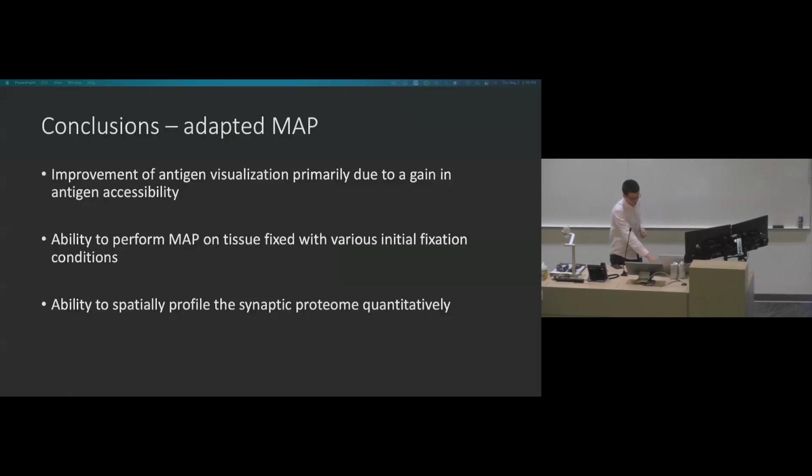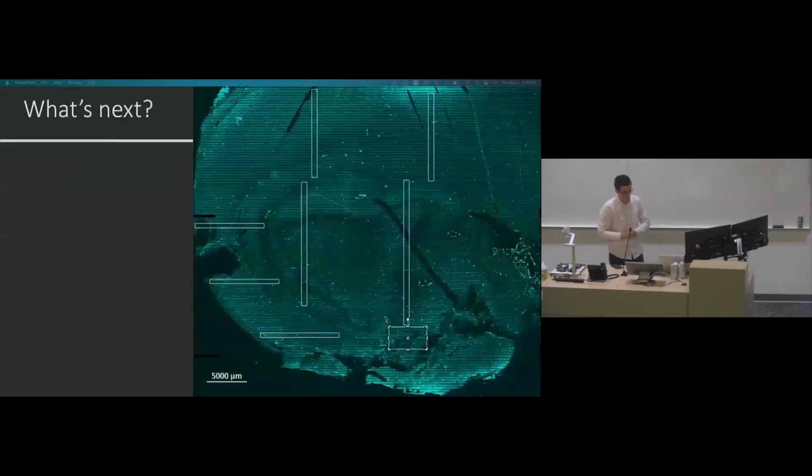And so for the next step of my PhD, I would now like to use this procedure to investigate the synaptic proteome of human hippocampus, and especially its alteration in the context of epilepsy, again using the MAP procedure to decipher all of the connectivity and all of the distribution of the synaptic proteins.